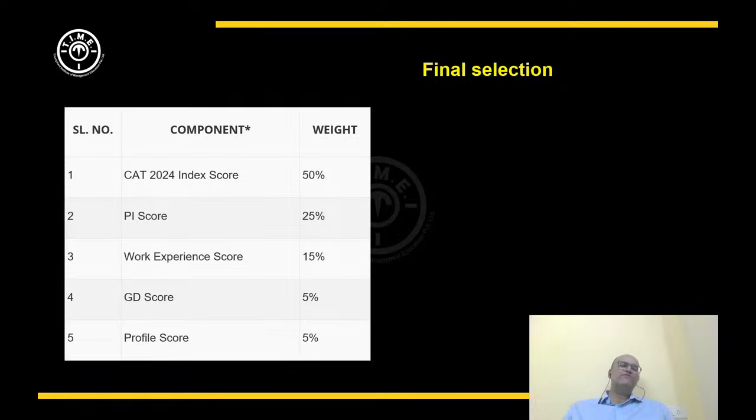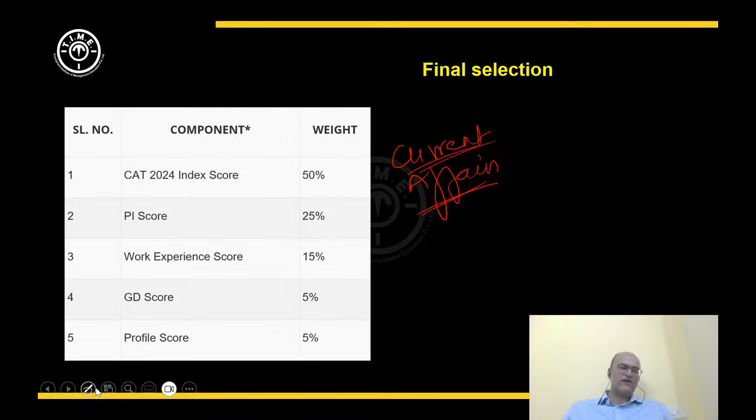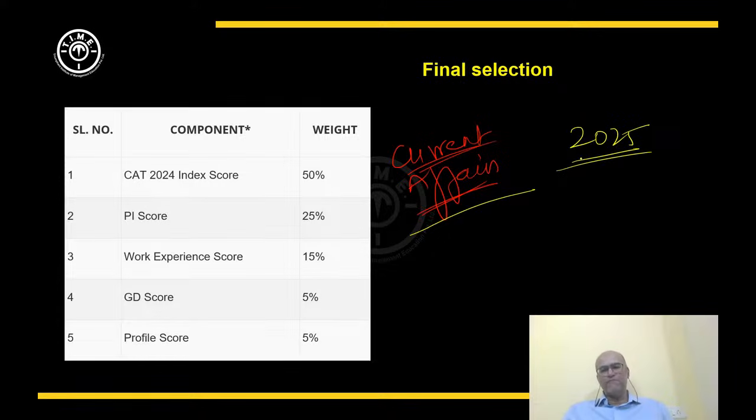And the topics that were used for GD were current affairs based. Not every single topic, but the majority of the topics that our students got last year were current affairs based topics. It's very important that you prepare hard for current affairs. Try to go through important events that have happened in 2025, ladies and gentlemen.